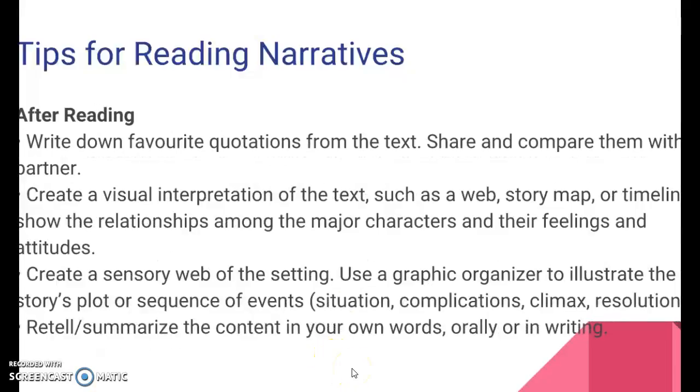After reading, write down favorite quotations from the text. Share and compare them with a partner. Create a visual interpretation of the text, such as a web, story map, or timeline, to show the relationship among the major characters and their feelings and attitudes. Create a sensory web of the setting. Use a graphic organizer to illustrate the story's plot or sequence of events, situation, complications, climax, and resolution. Retell or summarize the content in your own words, orally or in writing.